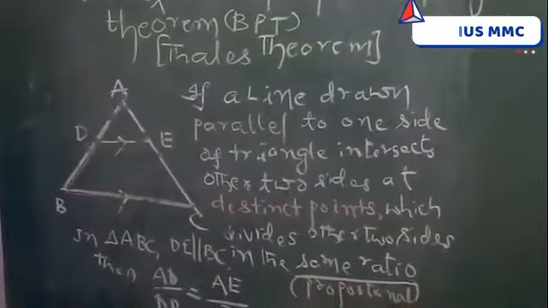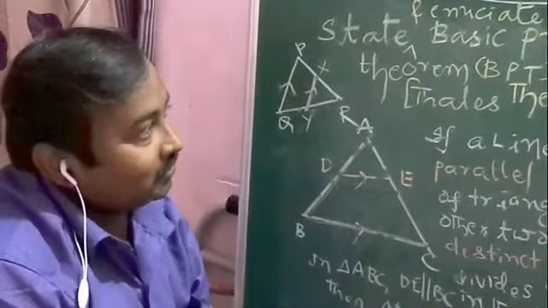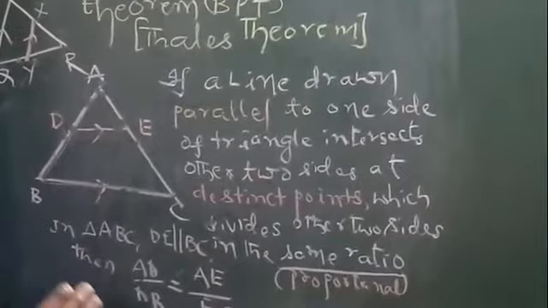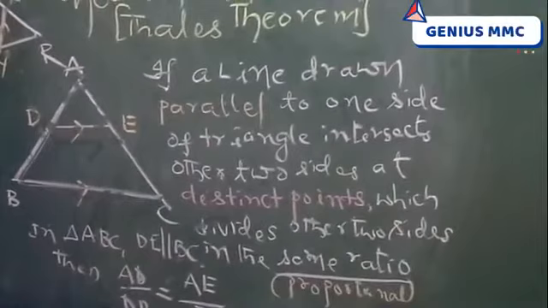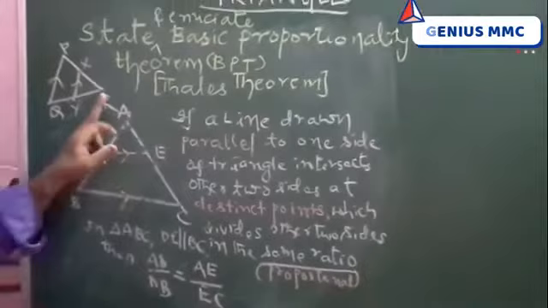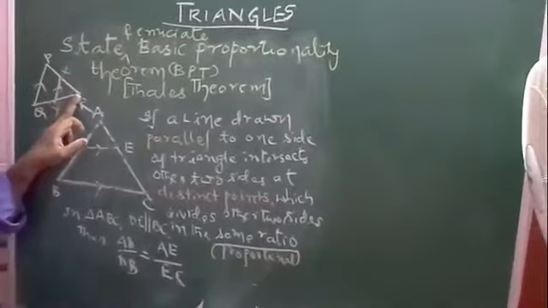So this is basic proportionality. If a line drawn parallel to one side of a triangle intersects the other two sides at distinct points, it divides the other two sides in the same ratio. That is proportional. Very simple. Can anybody tell how to write the formula? Very simple. RY by YQ is equal to RX by XP.